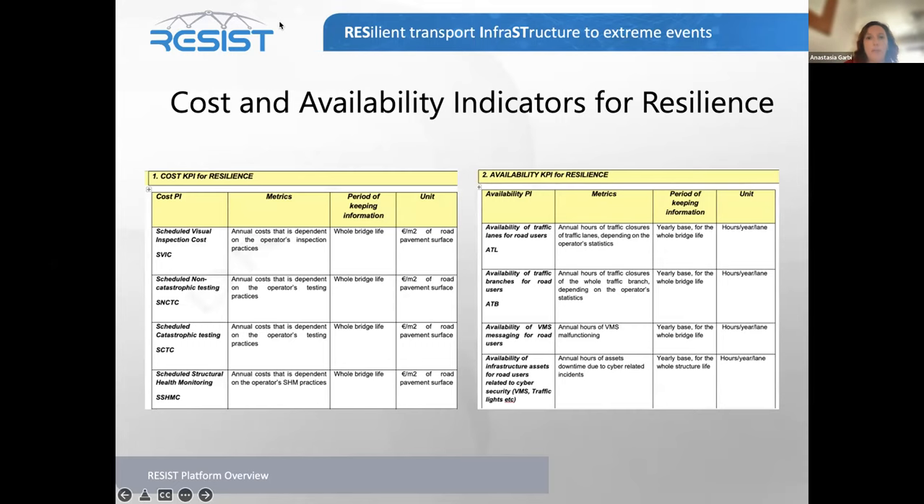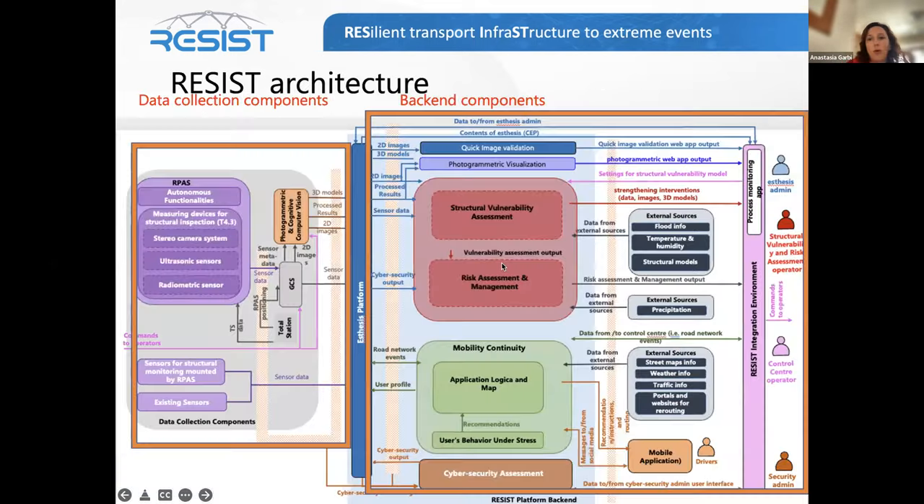Thank you, Nellis. I go on to present how this architecture that Margarita presented has actually been implemented. So here you can see the more detailed view of this architecture. On the left side in this orange square, we have what we call the data collection components. These include some sensors fixed on the infrastructure, aiming to continuously monitor the infrastructure and gather data to be analyzed on a permanent basis.